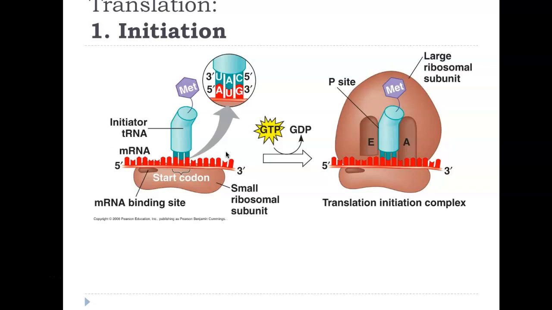What I want you to know about initiation is the start codon is AUG. The start codon is AUG. So when you see an AUG on mRNA, that is where translation starts. If translation has started and is continuing, and you come upon another AUG, that doesn't mean translation starts over or that it stops. That just means, oh, we have a methionine that goes in that spot.